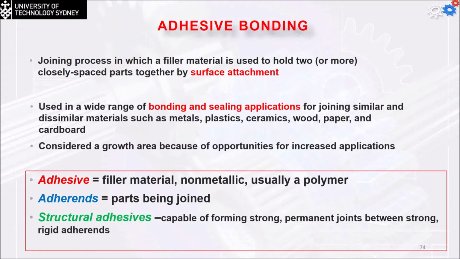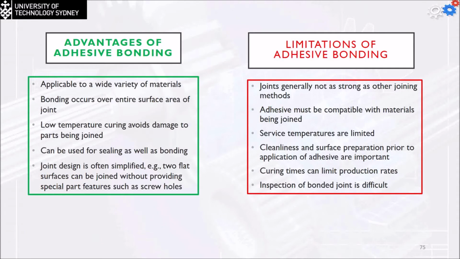The advantage we have for adhesive bonding is that it is applicable to a wide variety of materials. Bonding occurs over the entire surface area of the joint because we can fill the full area with the bonding material before we join the parts. Low temperature curing avoids damage to the parts being joined and can be used for sealing as well as bonding, and the joint design is often simplified.